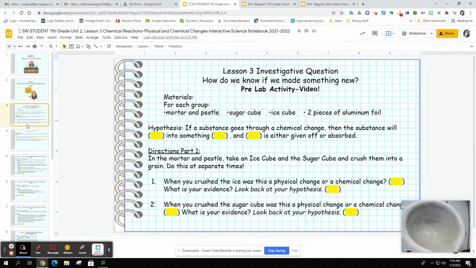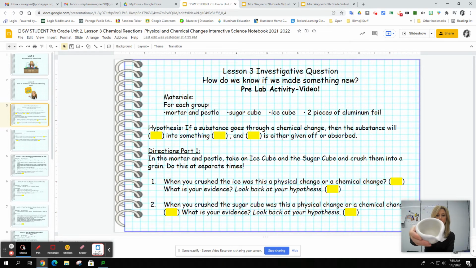Okay. All right. Now, let's take a look at our questions here. It says, when you crushed the ice, was this a physical change or a chemical change? Now remember, when we observe a physical change, we can make a change on the substance, but as long as it remains the same substance, it's a physical change. So we need to ask ourselves, is this still a marshmallow? We did change it, okay, but is it still a marshmallow?